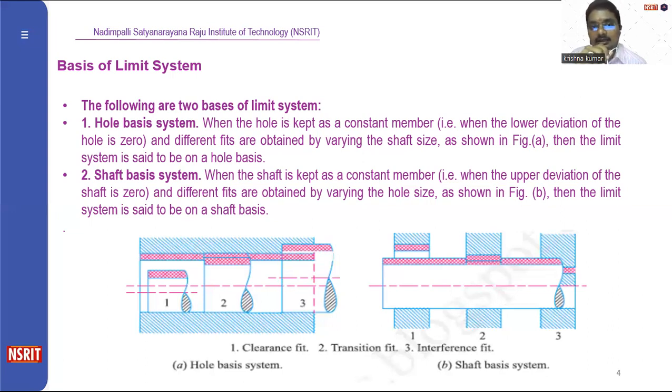Here, in the previous condition, the hole we were keeping at a 0 value. Not exactly 0, a constant number, whatever it may be. Next, in this condition, the shaft is kept as a constant number and we are varying the different fits by varying the size of the hole. In the previous condition, we varied the size of the shaft. This type of condition, the limits are said to be shaft basis system. In the hole basis system, we are varying the size of the shaft. Here we are varying the size of the hole. I hope it is clear.